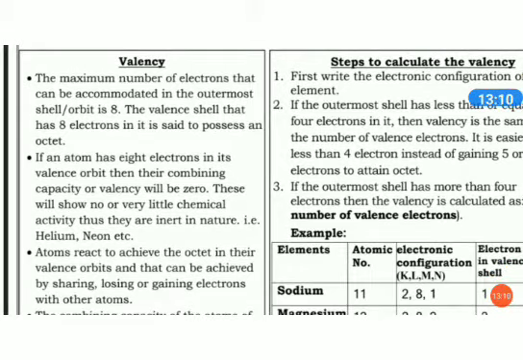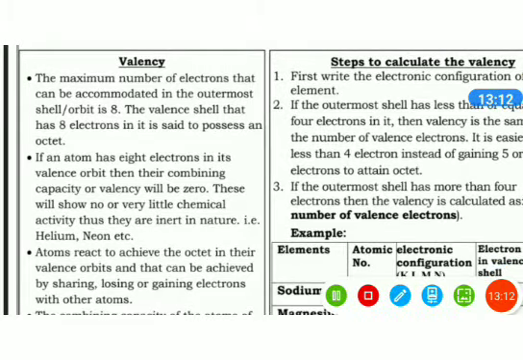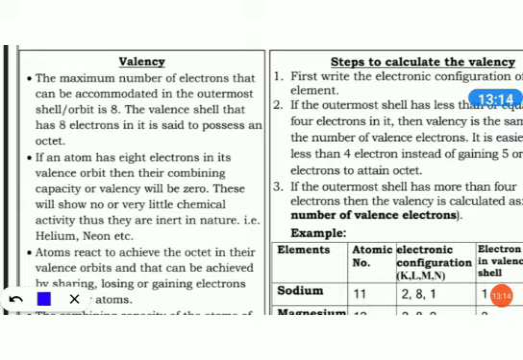In its valence orbit, that means its capacity to gain more electrons will be 0. So the valency is said to be 0, and these will show no or very little chemical activity, thus they are inert in nature. Now atoms react to achieve the octet in their valence orbits, and this can be achieved by sharing, losing or gaining electrons.